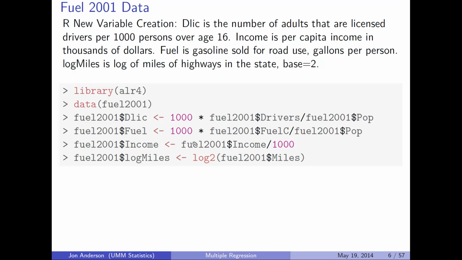Income is going to be a slight rephrasing of the income variable, so that income is in thousands of dollars. And we're going to take a transformation of the federal highway miles and take the logarithm base 2 of that, so we create a new variable called log miles.